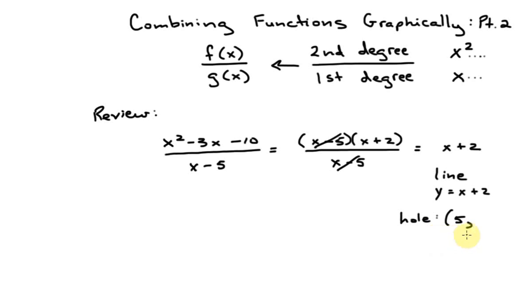So where is this hole? Well, it's when x is 5. If I plug a 5 in here for x, I've got 5 plus 2, or a y value of 7. Now there's no actual point there. It's a point of discontinuity. So let me show you what that graph would look like.